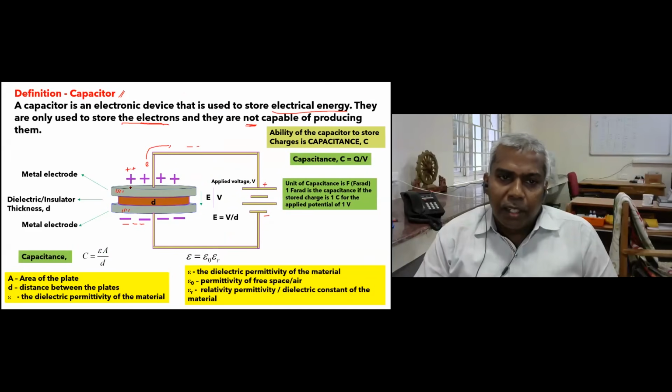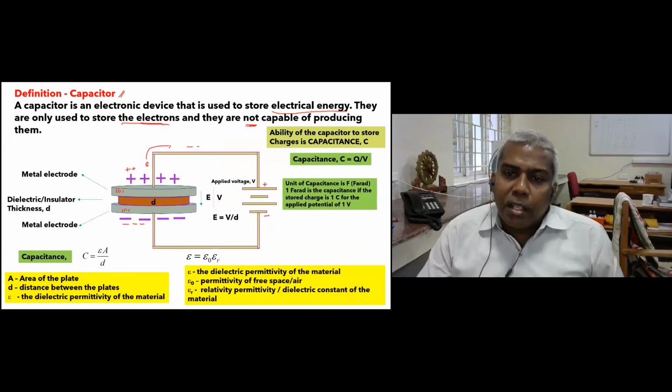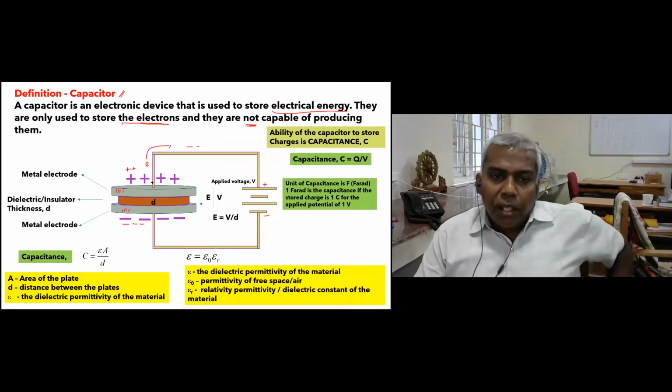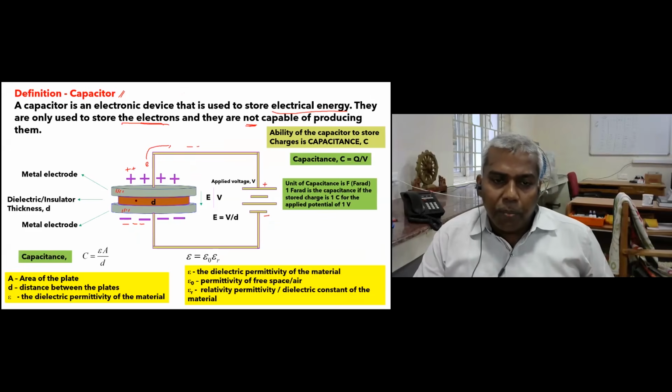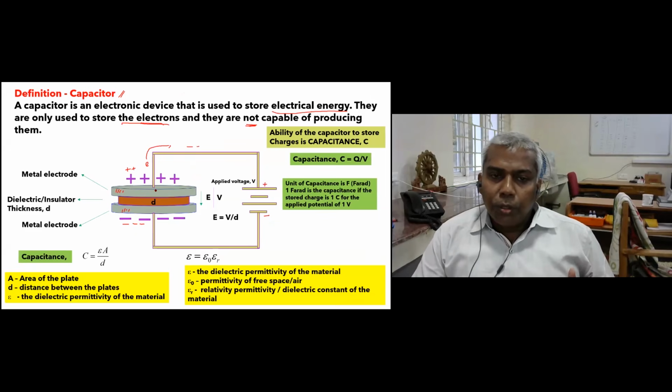It's completely neutral, and this is also completely neutral. Only when you start supplying a voltage here, positive charges start building up here and negative charges start building up there. So the uncharged electrodes now become charged.